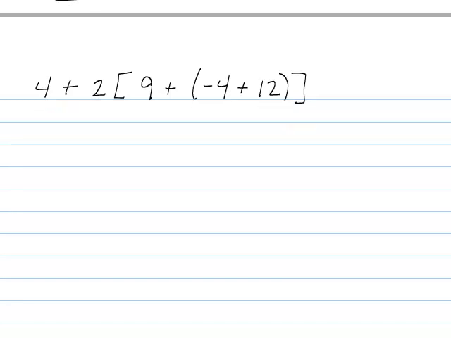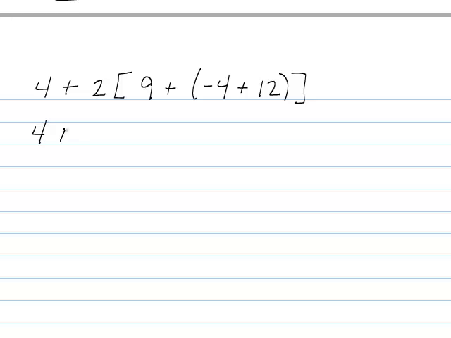So 4 plus 2 multiplied by the quantity 9 plus the quantity negative 4 plus 12. All right, this is a good one. First, we have to do what's inside the parenthesis. This square one is called a bracket, and it's just another way of writing a parenthesis. We write the inside ones with curves and the outside ones with square corners.